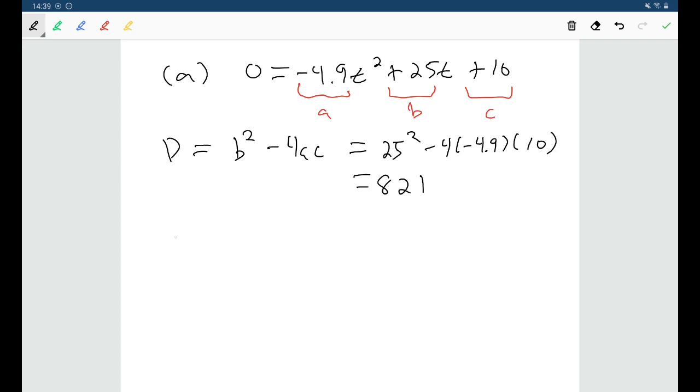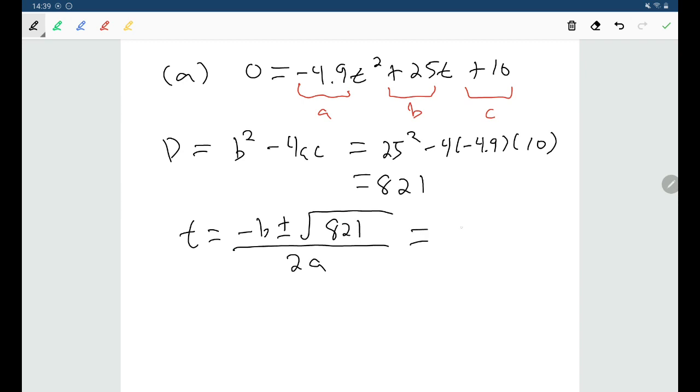But let's continue. Our solution should be -b plus or minus the root of the discriminant, b squared minus 4ac, all over 2 times a. And if we were to put in our values for b and for a, that would be -25 plus or minus the root of 821 over -9.8. Now, running that through my calculator, I get 2 different answers.